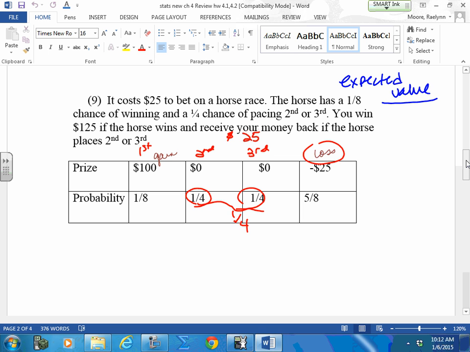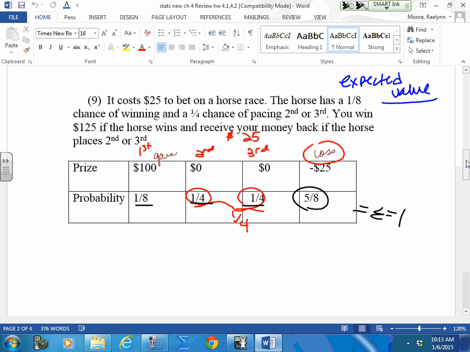So they gave us the probabilities to use. This was 1/8, this was 1/4 for second, 1/4 for third. If you add these up, all your probabilities have to equal what? 1. So if you add these up and subtract from 1, most of the time, 5/8 of the time, a little more than half of the time, you lose. That's normal. Say you have eight horses to race, most of the time you don't win.